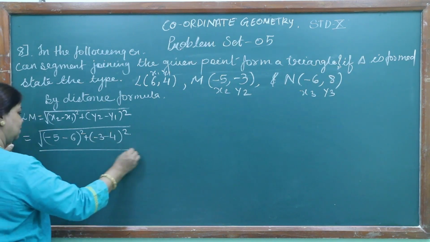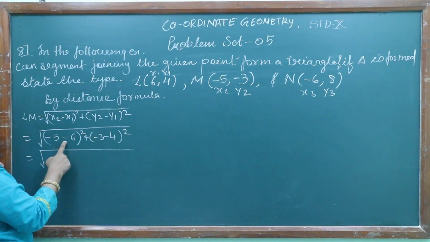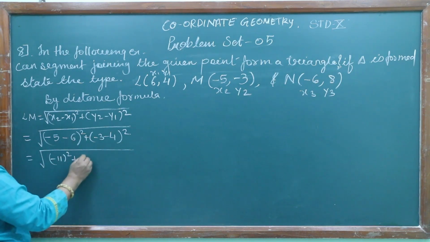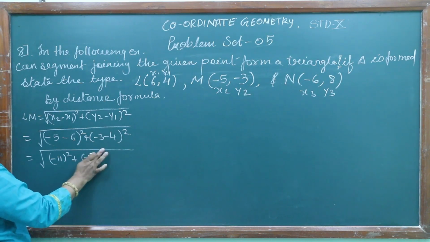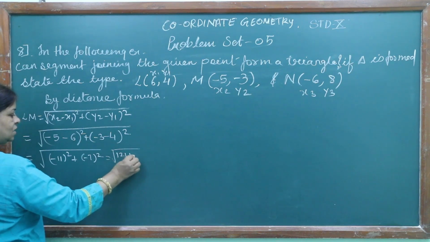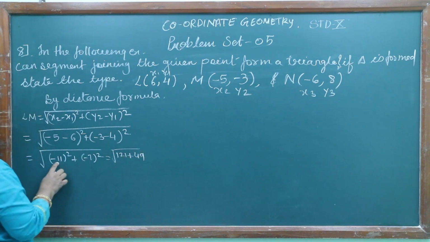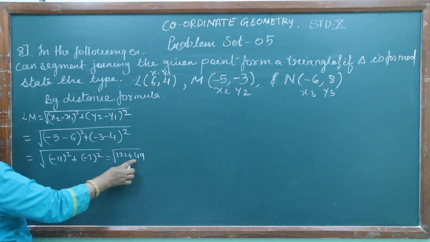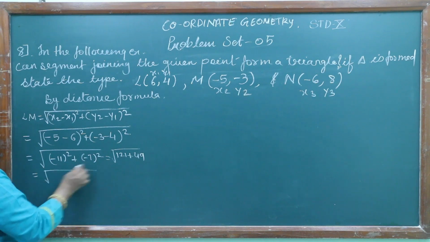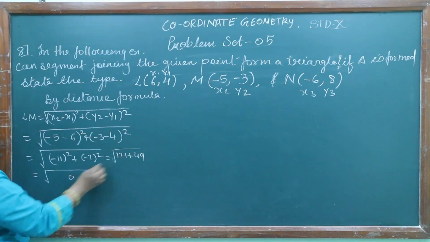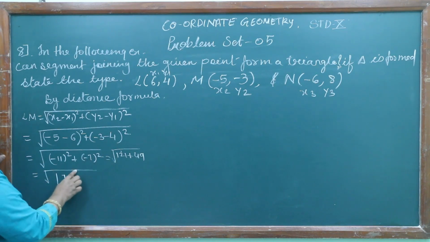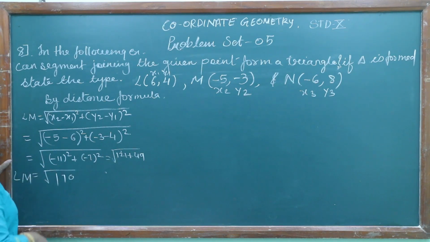So what am I getting? Minus 5 minus 6 is minus 11, the whole square, plus minus 7 the whole square, which is equal to 121 plus 49, because minus 11 squared is 121, minus 7 squared is 49. That adds up to 9 plus 0 is 0... 9 plus 1 is 10, carry 1, 3 plus 4 is 7, and 170. So LM we got as under the root 170.